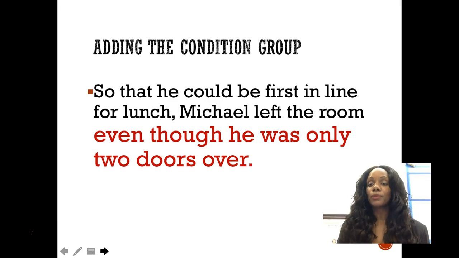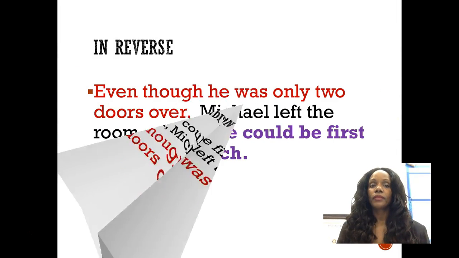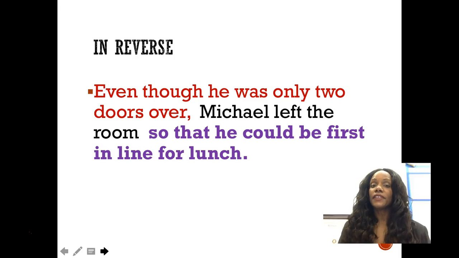We've added several more words to this sentence and it's still grammatically correct. You might also note that the so that or the why phrase has more than 4 words, so we added a comma to separate lunch and Michael. Here it is in reverse. Even though he was only 2 doors over, Michael left the room so that he could be first in line for lunch. You notice there isn't necessarily a comma at the end, but we definitely put it at the beginning because there's more than 4.